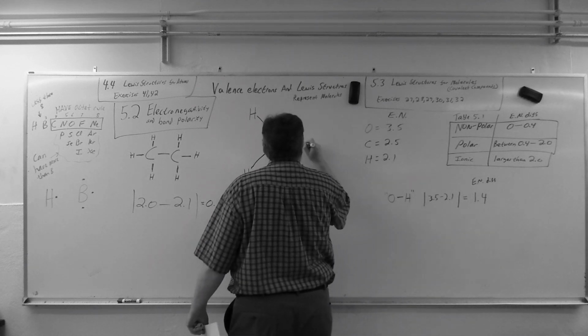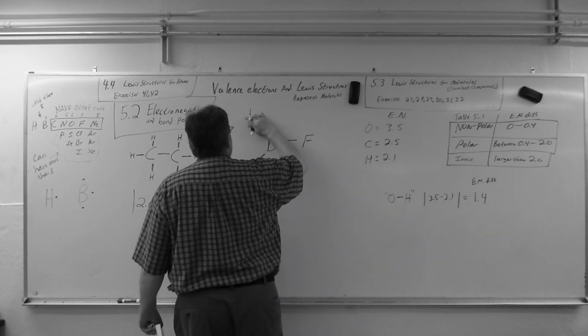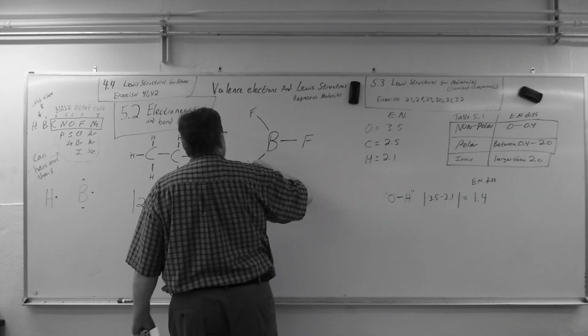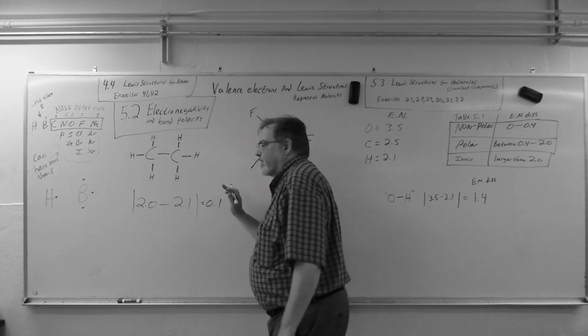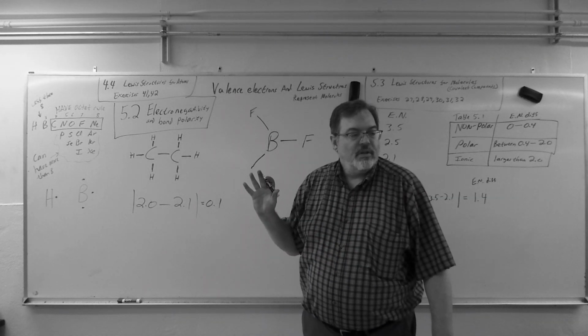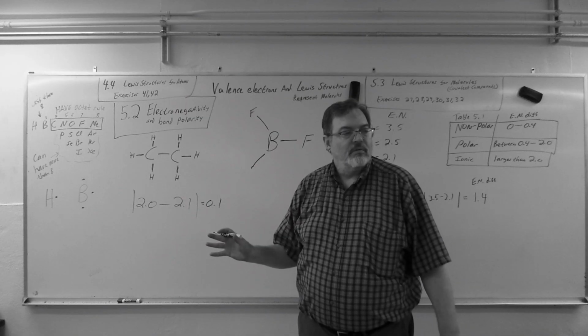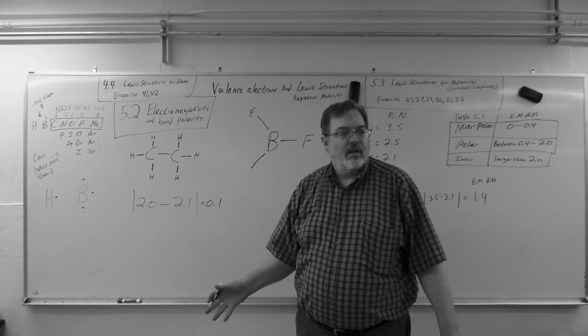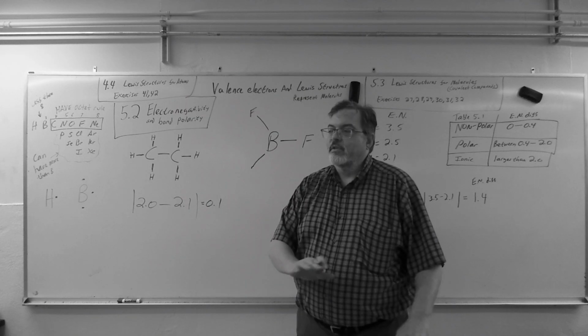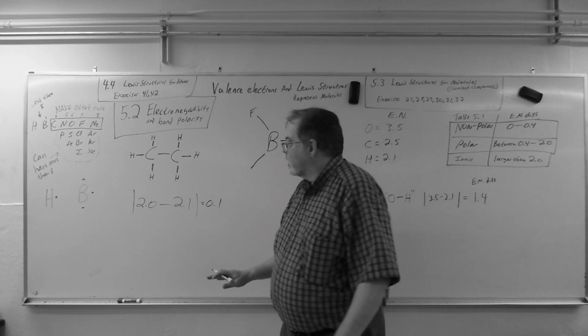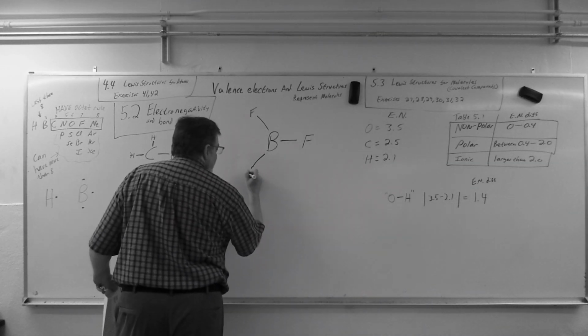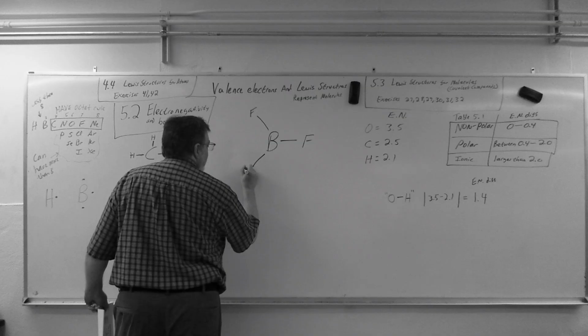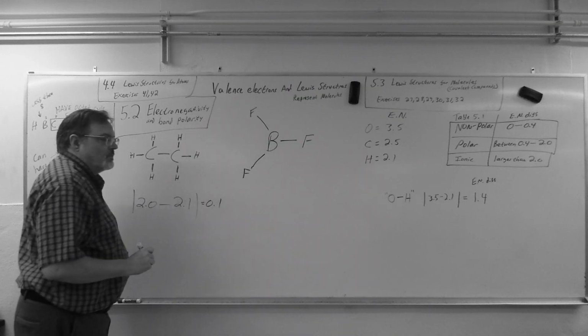If I did fluorine, so if there's no polar bonds, then there can be no polarity for the molecule. The molecule has its own polarity, but if there's no polar bonds anywhere, then the molecule can't be polar. That's the twist, molecular polarity versus bond polarity.